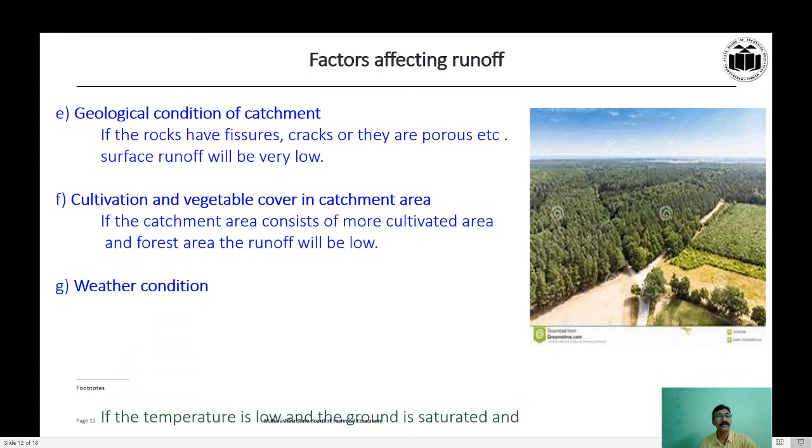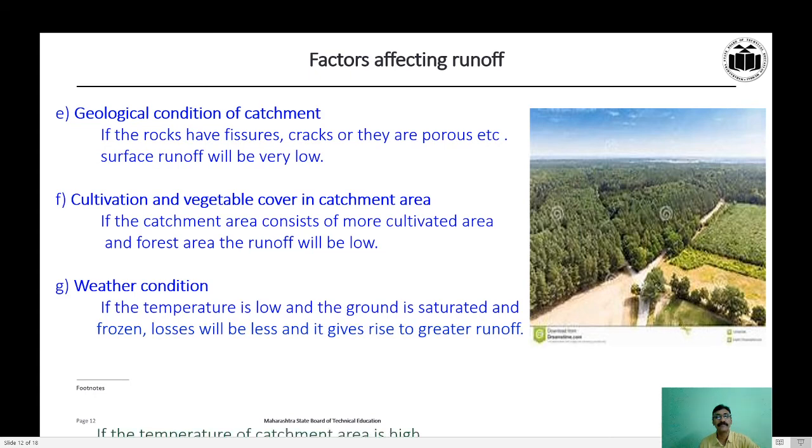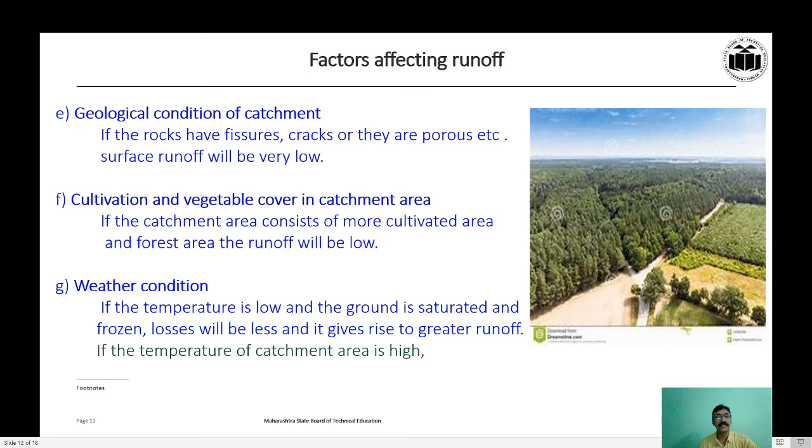Next one is weather condition. If the temperature is low and the ground is saturated and frozen, losses will be less and it gives rise to greater runoff. If the temperature of catchment area is high, the evaporation loss will be more and hence runoff will be less.